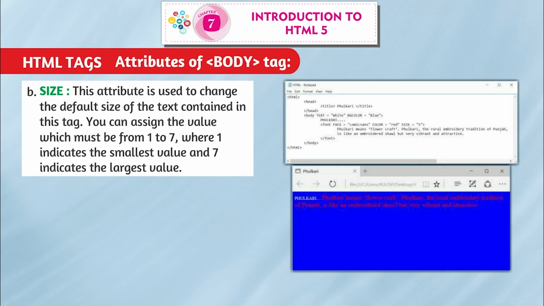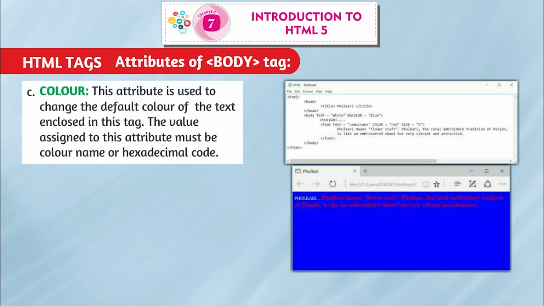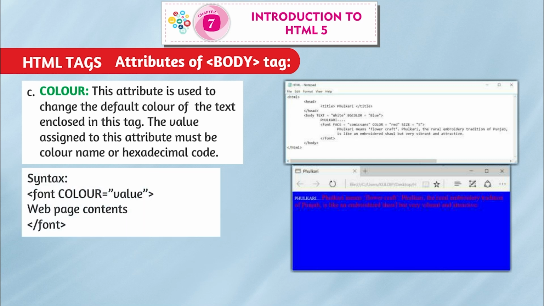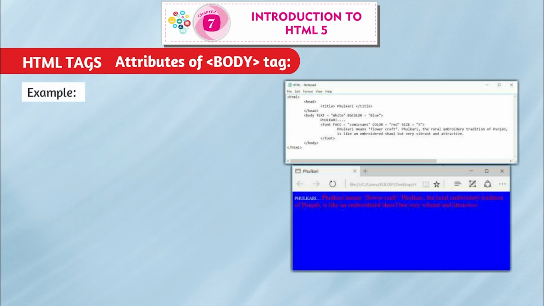This attribute is used to change the default size of the text contained in this tag. You can assign the value, which must be from 1 to 7, where 1 indicates the smallest value and 7 indicates the largest value. C. Color. This attribute is used to change the default color of the text enclosed in this tag. The value assigned to this attribute must be color name or hexadecimal code. Syntax. Example.